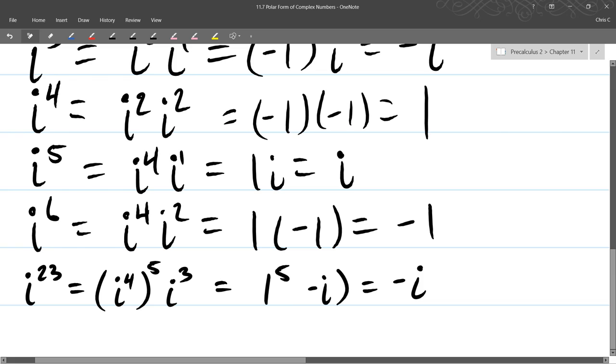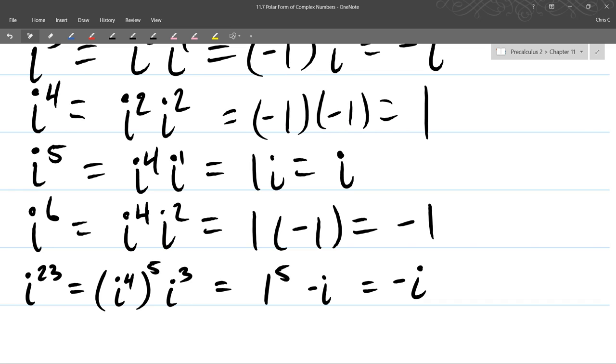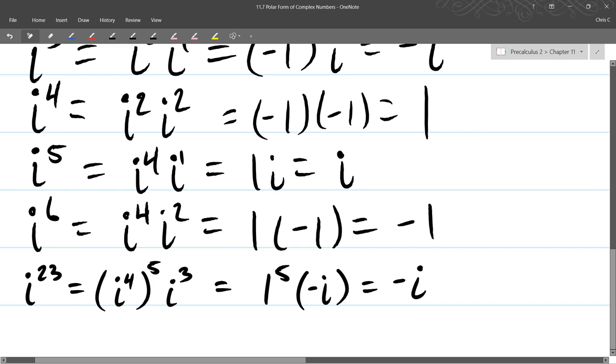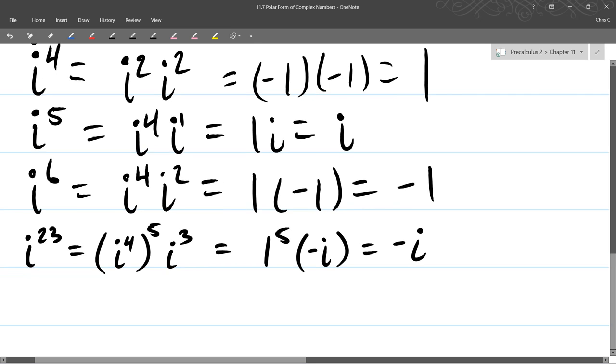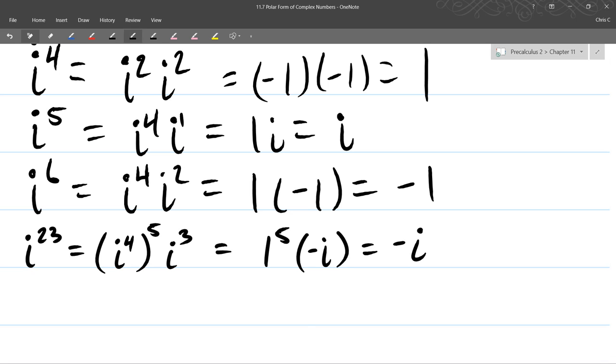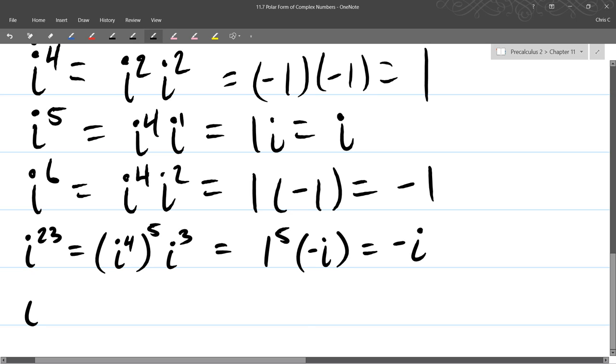What you don't want to do is forget parentheses. This looks like the number 1 minus i. So don't forget your parentheses. If you should be multiplying, it better look like multiplication. We'll do one last one.